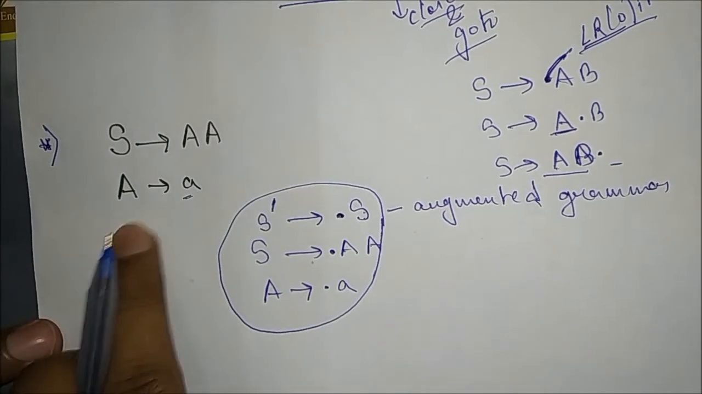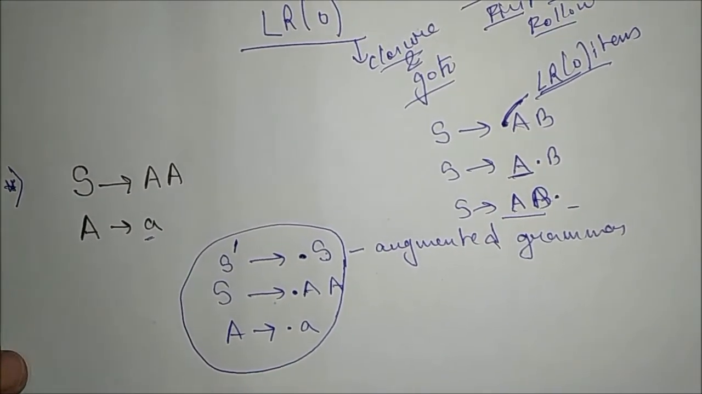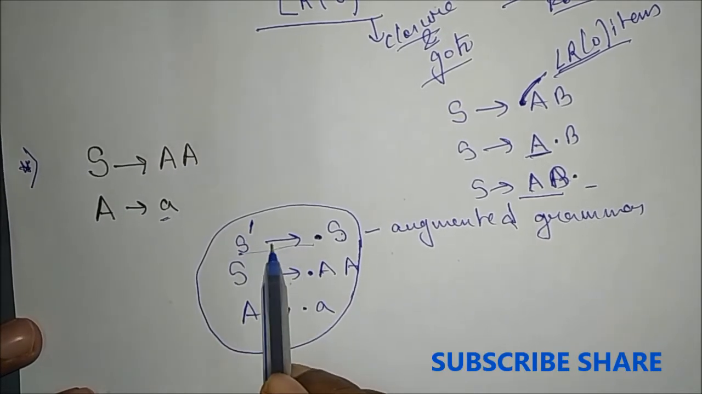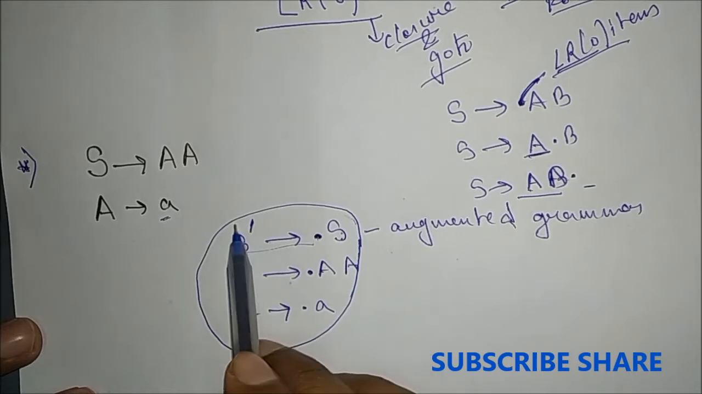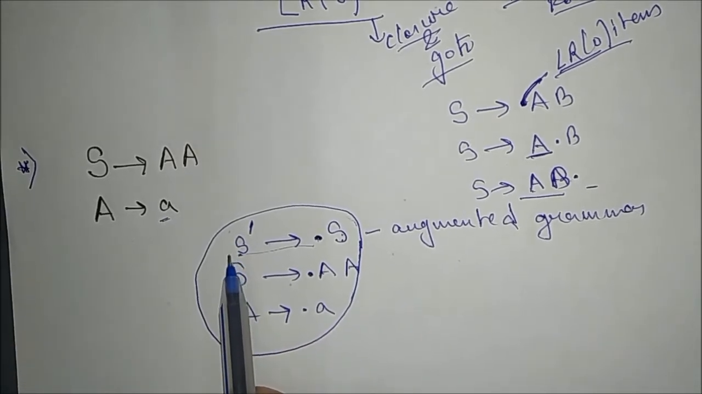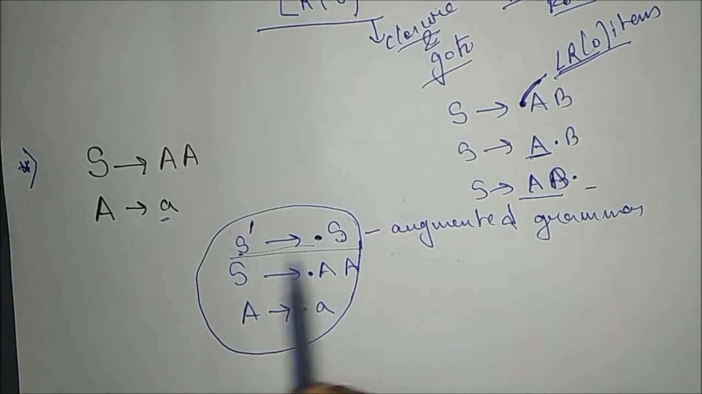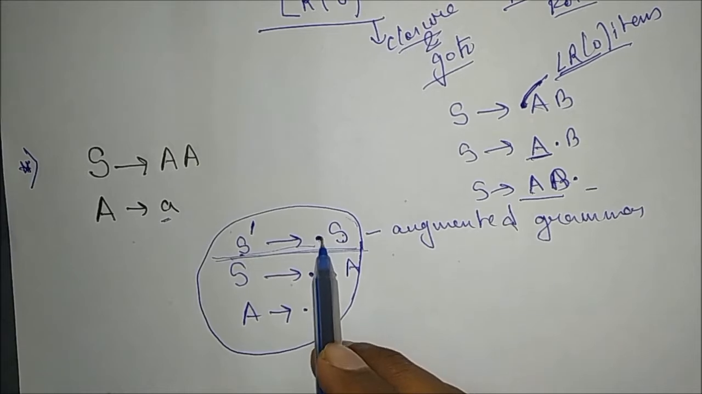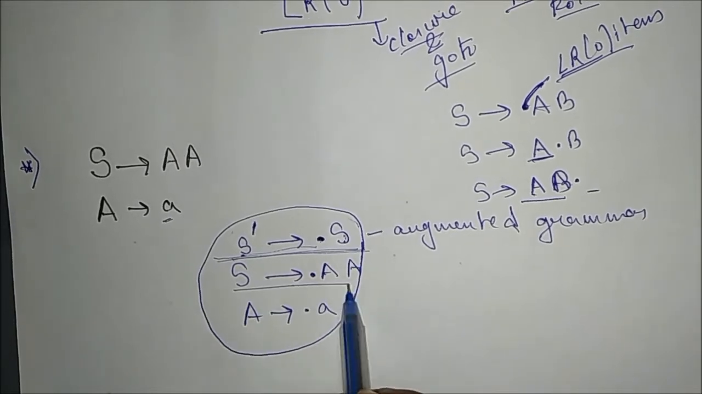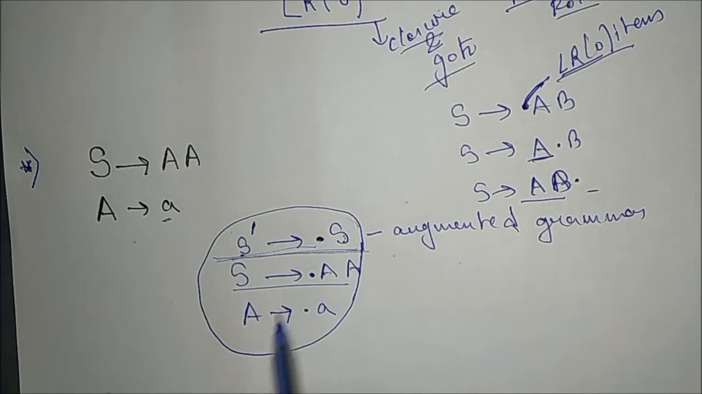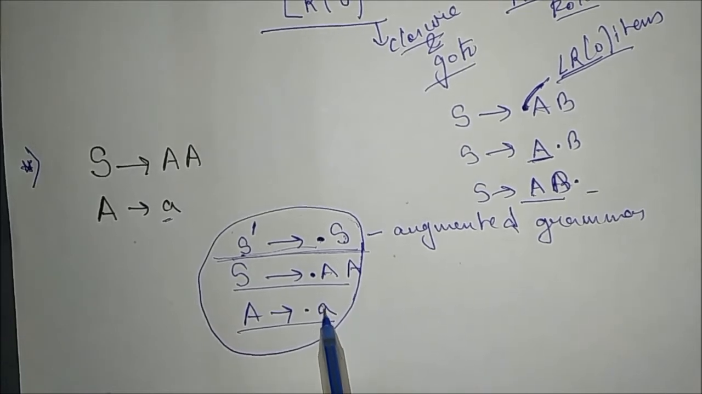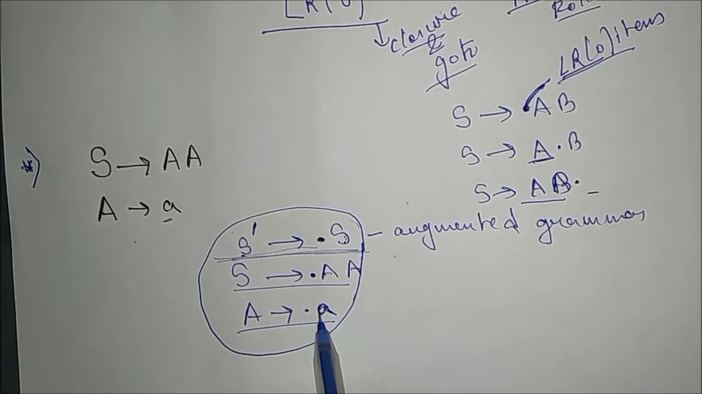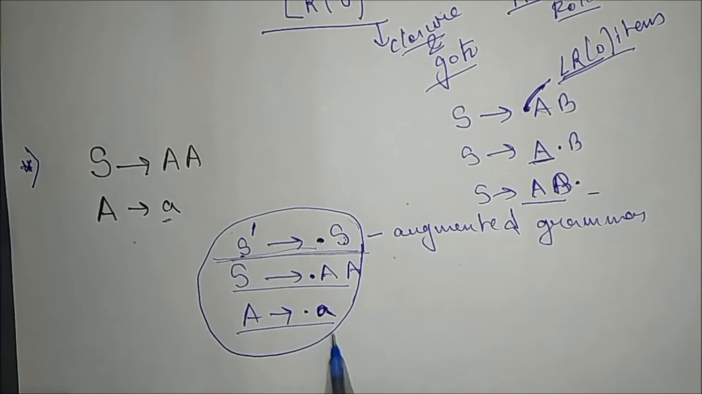See, this production is given, and we have added another production, S dash derives dot S. This is the augmented grammar. In every example of LR0 items, we have to add this augmented grammar production. The dot is followed by S, so we write the S production also, and again the dot is followed by A, so we write the A production also. Then we get the terminal, and for a terminal no production is there, so this step completes. Now this is the closure part.